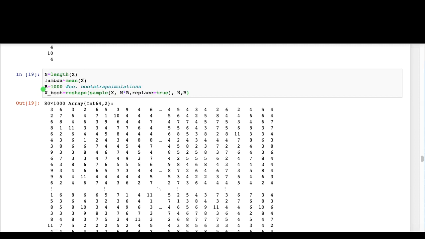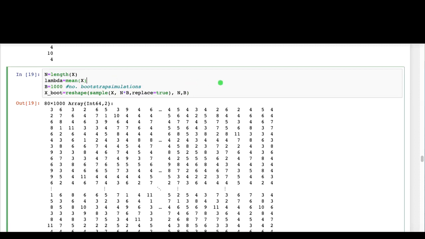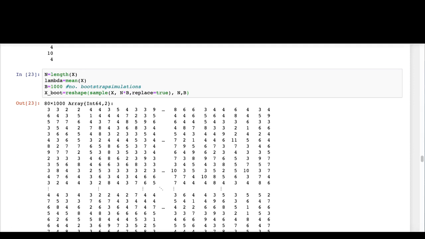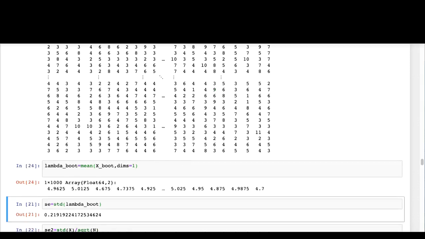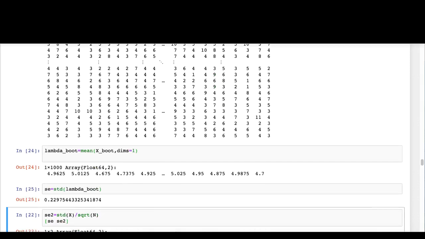Now remember, we are obtaining the bootstrap standard error via simulation. In other words, there is randomness involved, and if you do a different simulation, you will get a different set x boot, as you can see, and therefore you will get a different lambda boot, and therefore a different estimate of the standard error.